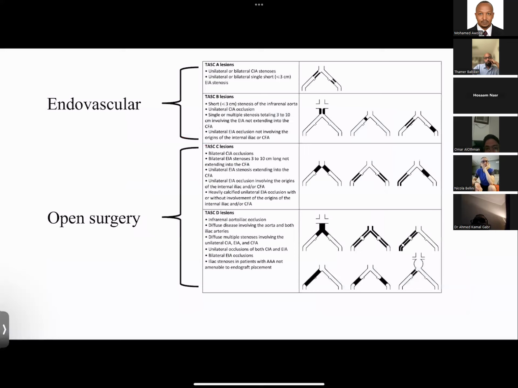And this is what we've been taught, and certainly what I was taught when I was training in vascular surgery, if you look at the TASC classification, and by the way, I absolutely hate this classification because I can never remember it. If I'm asked about the TASC classification, I always have to refer back to this chart. It's not easy to remember. But what we've always been told is that TASC A and B are endovascular, C and D are open surgery.